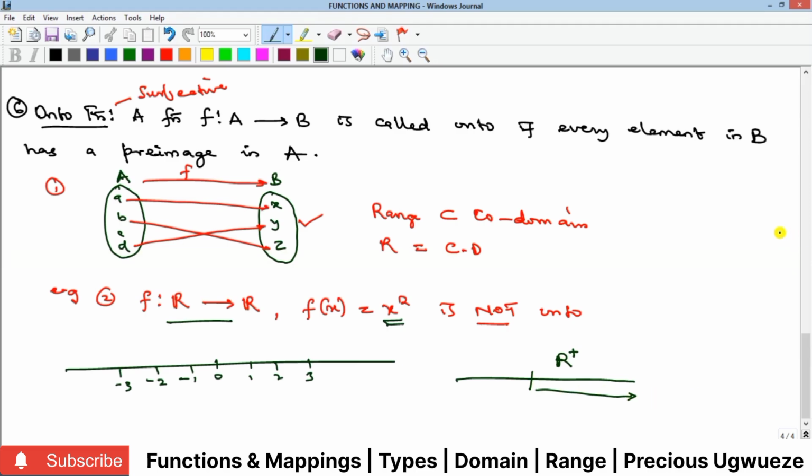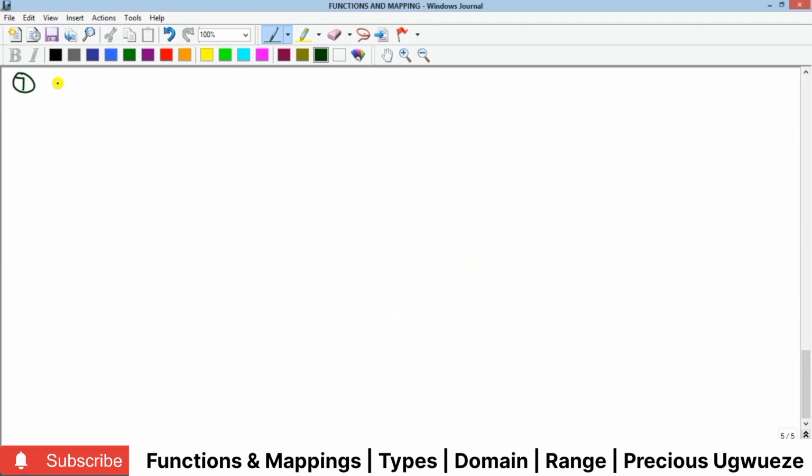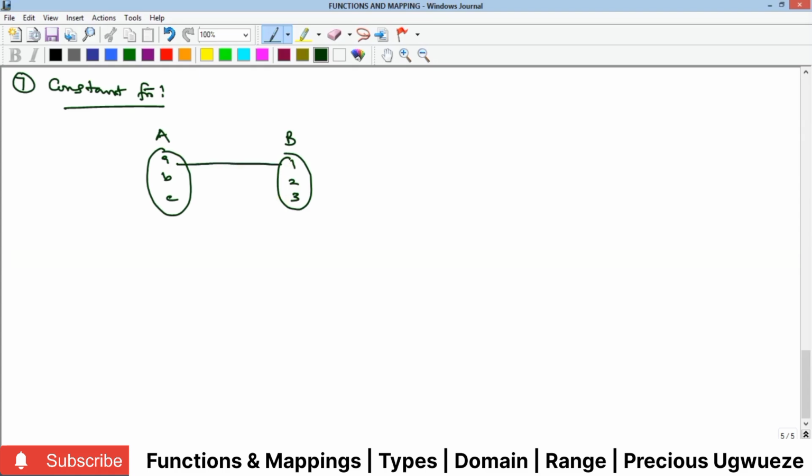The other type of function that we are going to look at is the constant function. This type of function is a function where every element in the domain is mapped to a single element in the codomain. This is our domain here, A. This is our codomain here, B. So assume that we have a, b, c, and that we have 1, 2, 3. If all the elements in the domain are mapped to a single element in the codomain, you call the function f here a constant function.